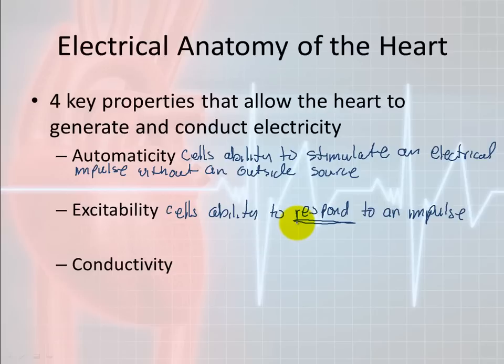The next property is conductivity. Just because a cell generates electricity and it can respond to the electricity, it has to conduct that electricity to propagate it to the next cell, to the next cell, to the next cell, and so on. So conductivity is the cell's ability to receive an impulse and then transmit it to another cell.